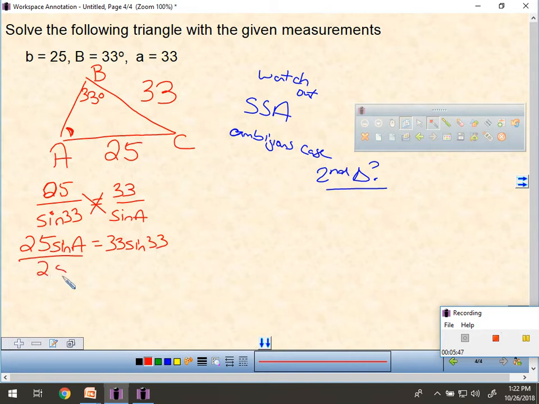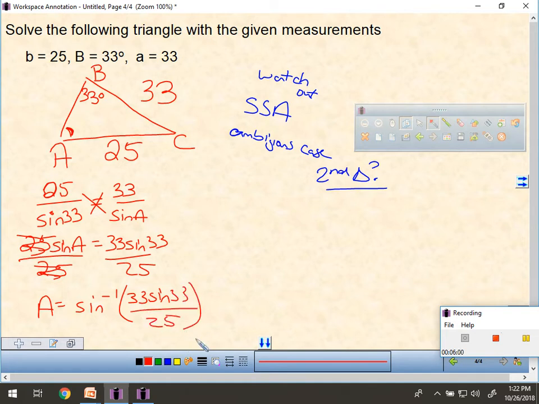And then to solve for A, I'm going to divide both sides by 25. And just remember, because you're having to find an angle, you've got to do sine inverse. So that'll be sine inverse of 33 sine of 33 over 25. It's been a while since we've done one of these, so I'm going to type it in. I'm just going to type in sine inverse, and then control divide, so 33 sine of 33 over 25, and that gives me 45. I'm going to round that up to 46. So this angle right here is 46 degrees.